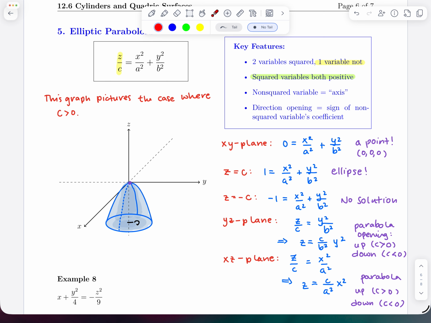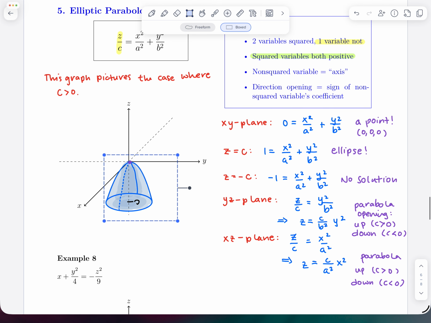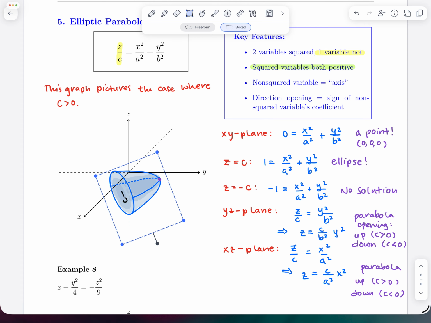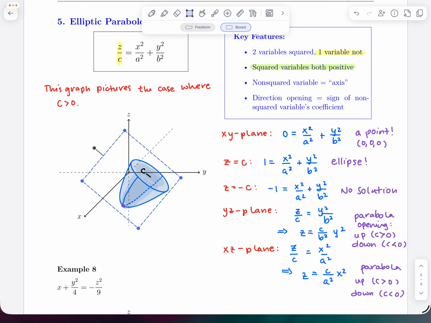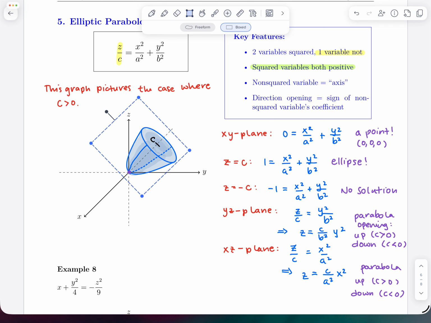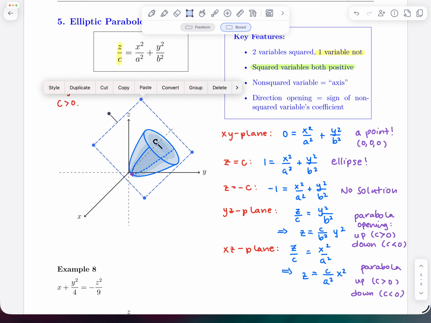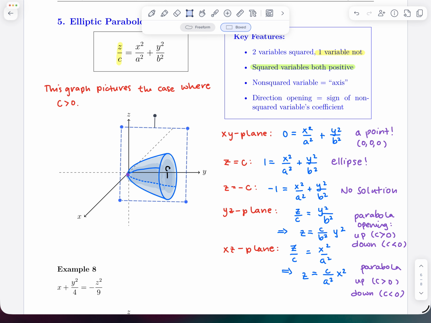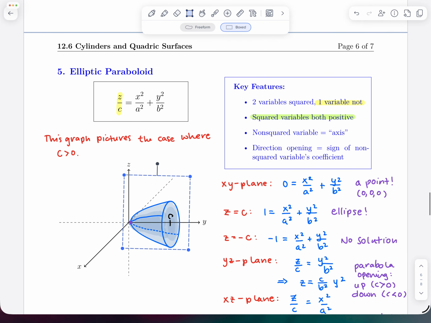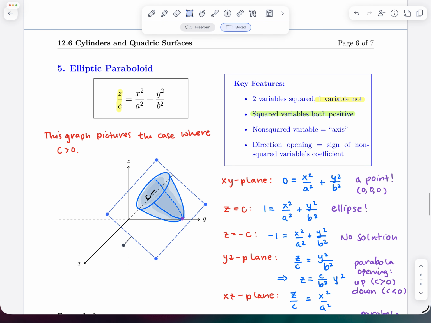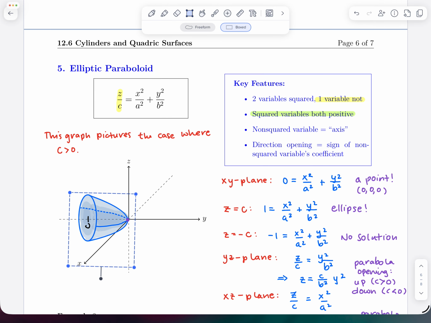Now, if I were to change which variable was my non-squared variable, then all that's going to do is either make something that's going to open in the positive x direction if a is positive, or it'll open in the negative x direction if a is negative, if x was my non-squared term. Or I could have y as my non-squared term, and I would either open to the right if b is positive, or I would open to the left if b was negative.